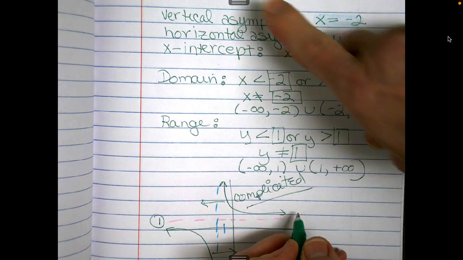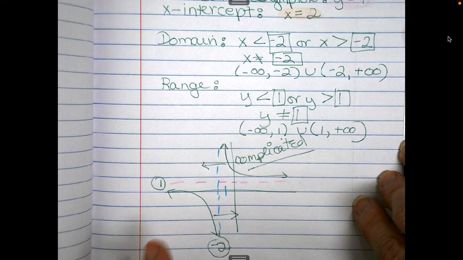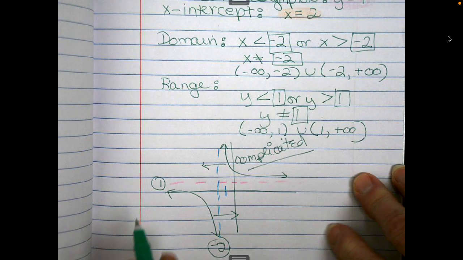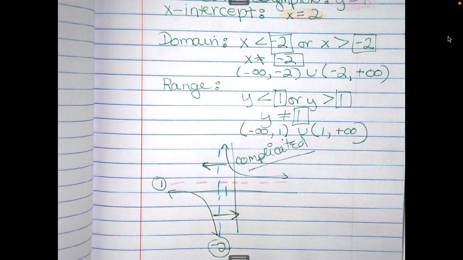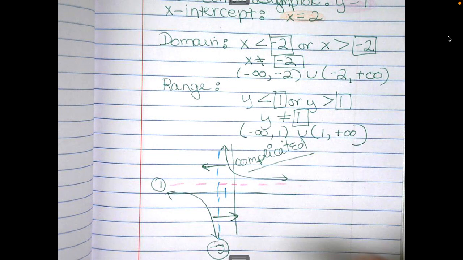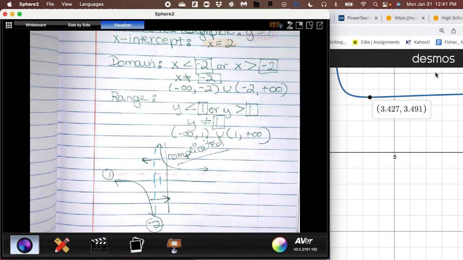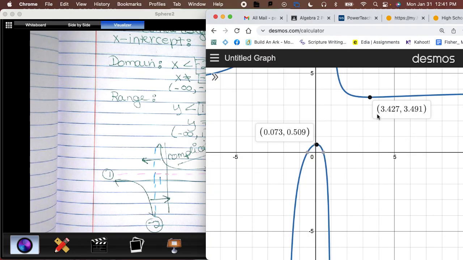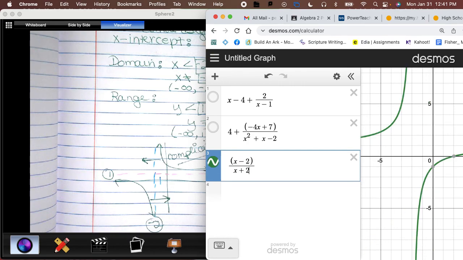There was a numerator with a variable as well as the denominator. So I don't know if you guys want to erase it or just reform it. But you will not be asked that on the test, just the homework. So let's see. I'm going to put in x minus 2 over x plus 2 in my Desmos.